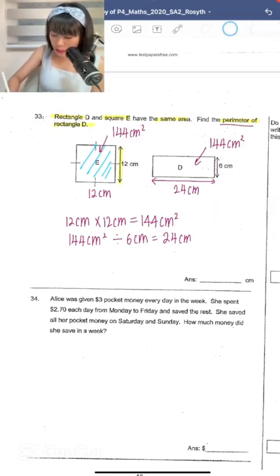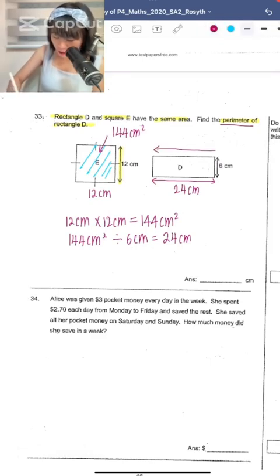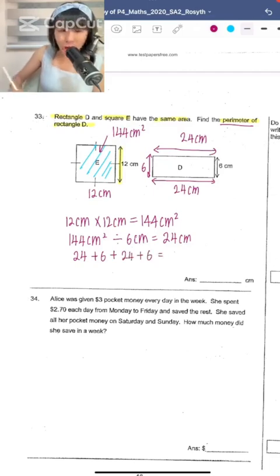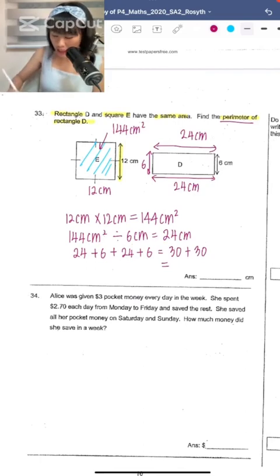Okay, 24 cm. Now, once you know the length is 24 cm, you want to find the perimeter. So perimeter is the outline, which means we should have 2 lengths for the rectangle, and we should have 2 breadths, right? So I am going to take 24 plus 6 plus 24 plus 6. 24 plus 6, very easy, 30. Okay, 24 plus 6, 30. If I calculate this way, it is quite easy for me to get the answer, which is 60. Okay, so 60 cm.